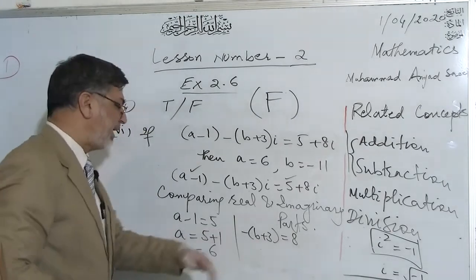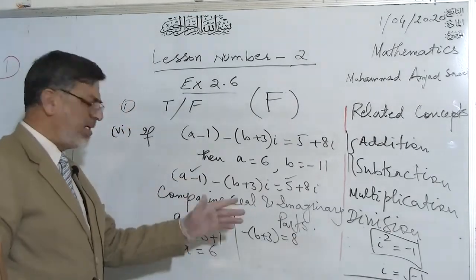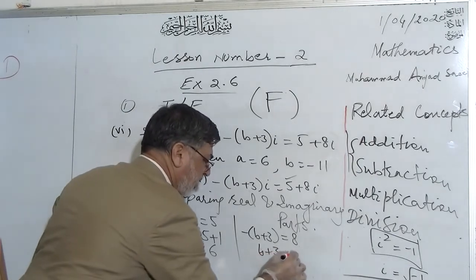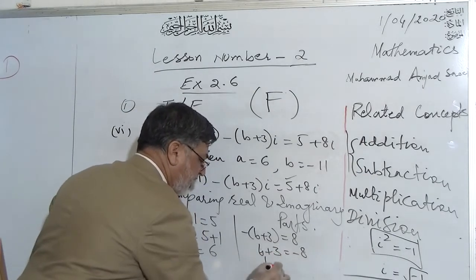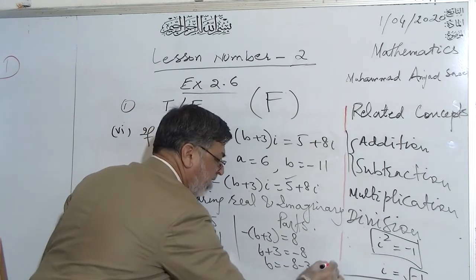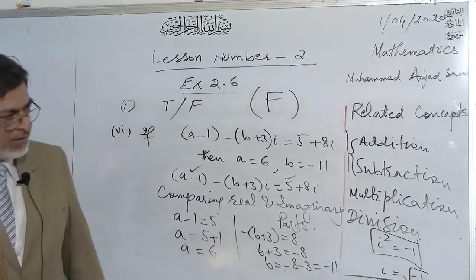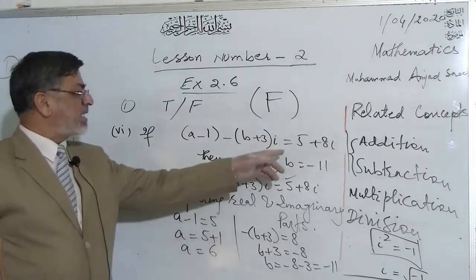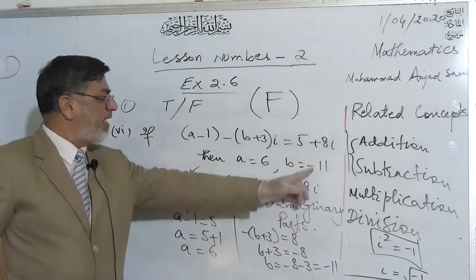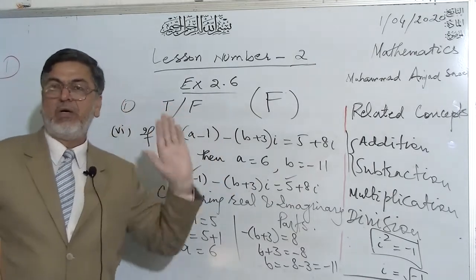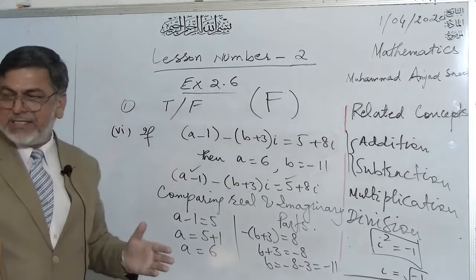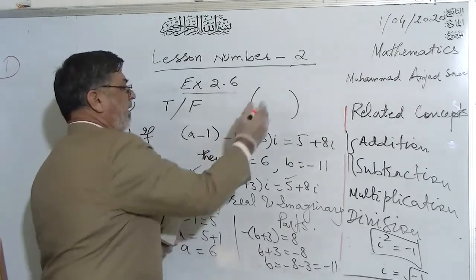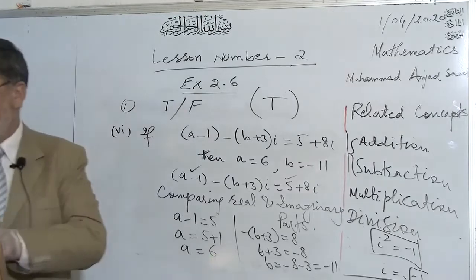Similarly, you can take this negative sign on the other side by multiplying both sides by minus 1. Here b plus 3 is equal to minus 8, and b is equal to minus 8 minus 3, that is minus 11. So you have seen that the value of a is 6 and the value of b is minus 11. So what is the conclusion? The conclusion is this part is true.